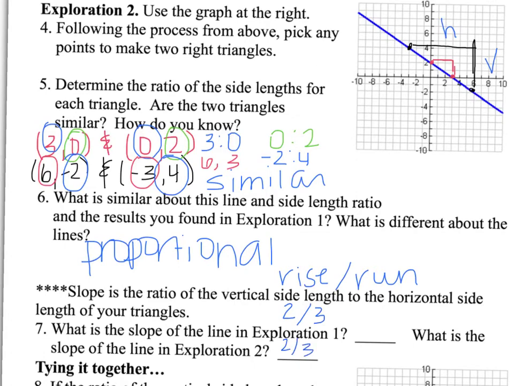If you look back to line 1, so look back up on your paper, you're going to see it's going to go up 2 and over 4. So its slope is going to be 2 over 4, or 1/2.